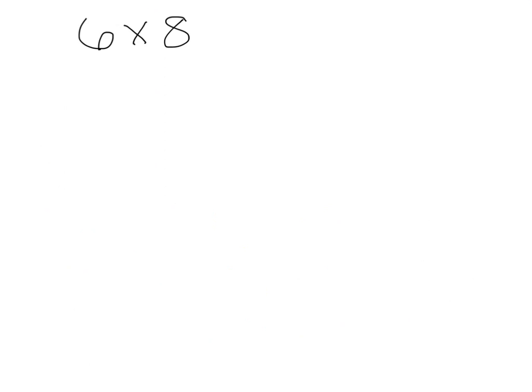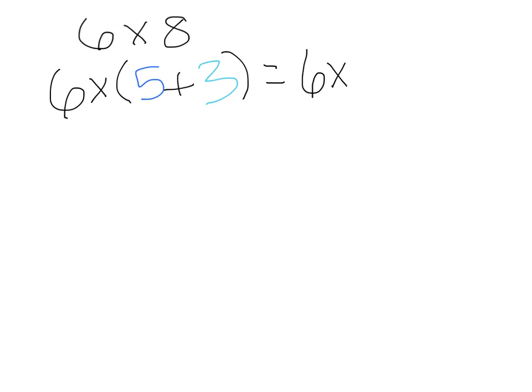We were making 6 groups of 8, but we thought of 8 in a different way. We split 8 up into groups of 5 and groups of 3. So we had 6 groups of 5 on one side of our array and 6 groups of 3 on the other side of the array. Well, watch what else we can do. We can think about what we had at the bottom of that array. We had 6 groups of 5. We also had 6 groups of 3.